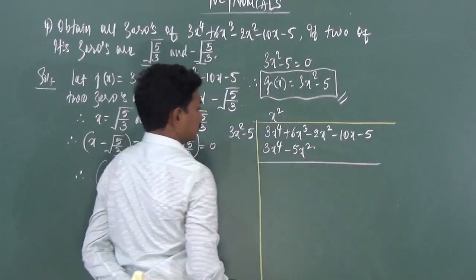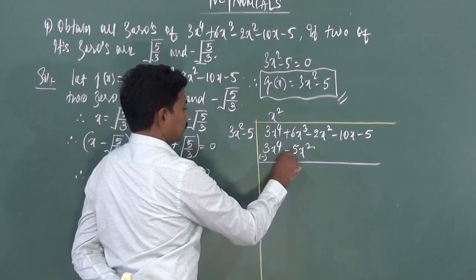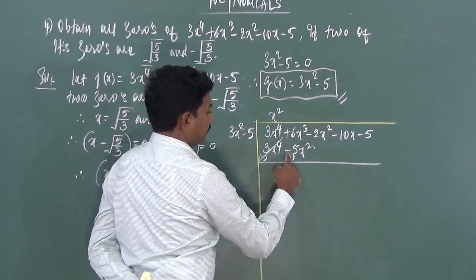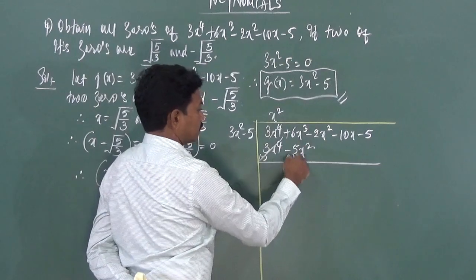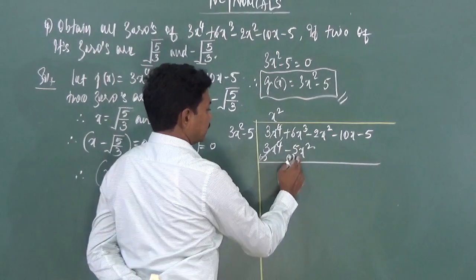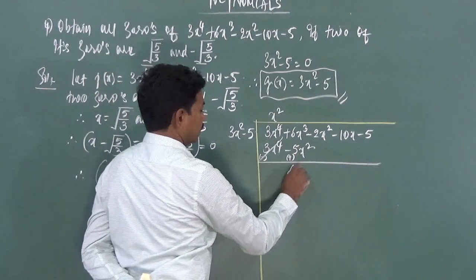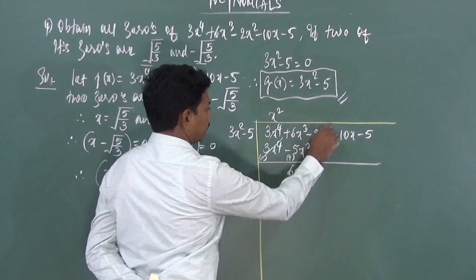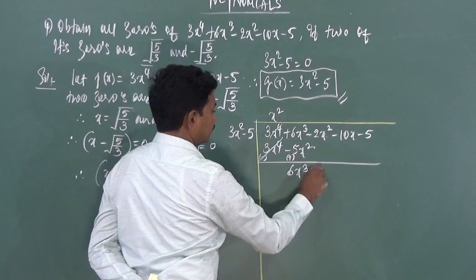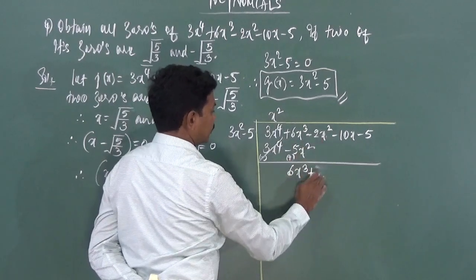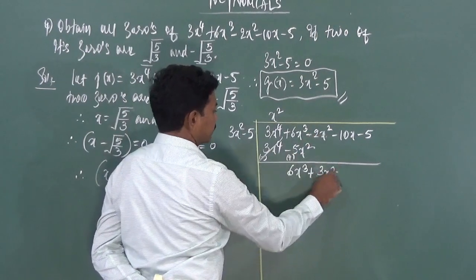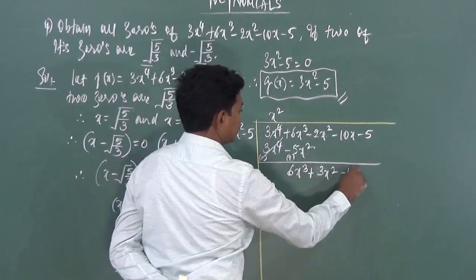So let us subtract this, change this sign, this is plus, these two get cancelled, plus 6x cube, plus 5x square are one below the other, but we cannot simplify that because they are not like terms. So 6x cube, we will take it here, plus 5x square minus 2x square is plus 3x square, minus 10x minus 5.